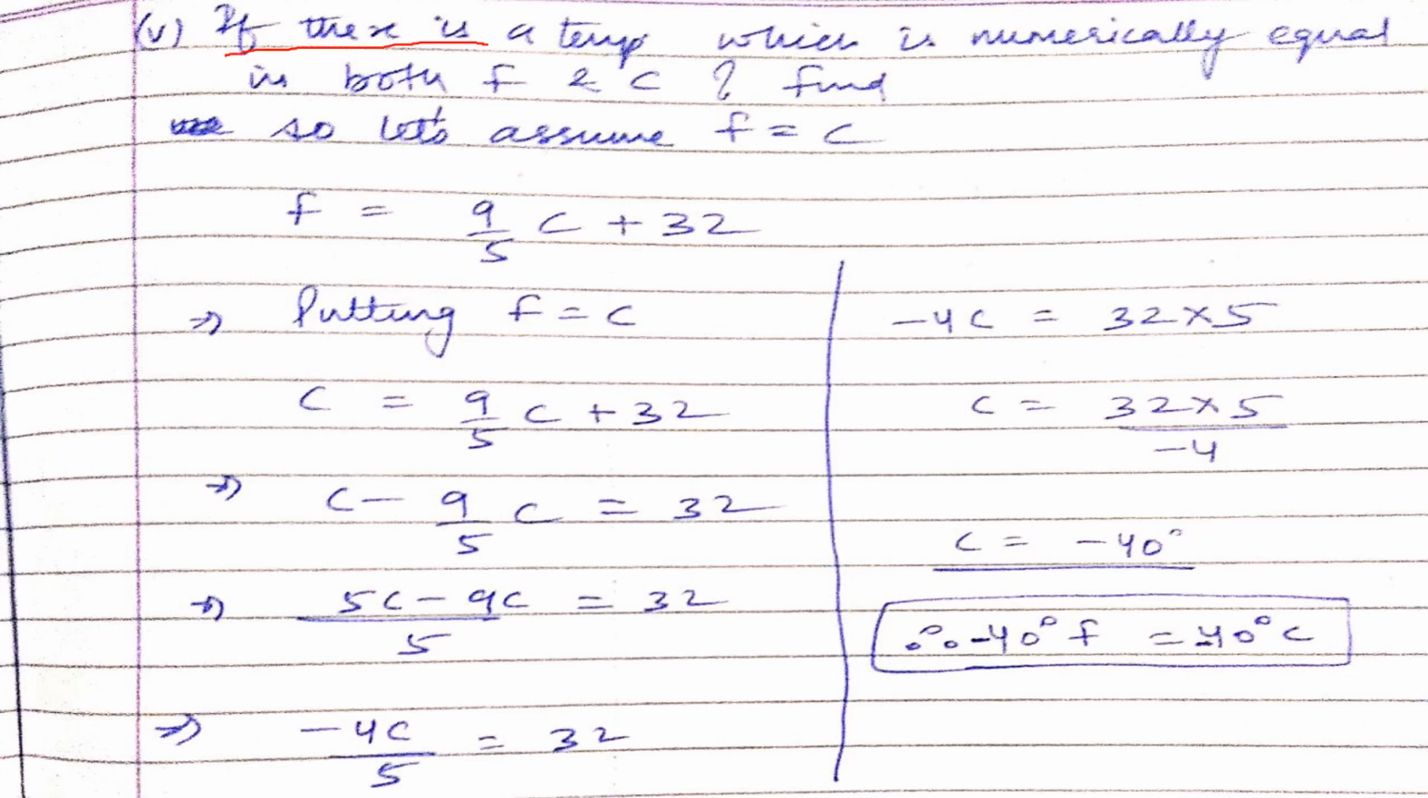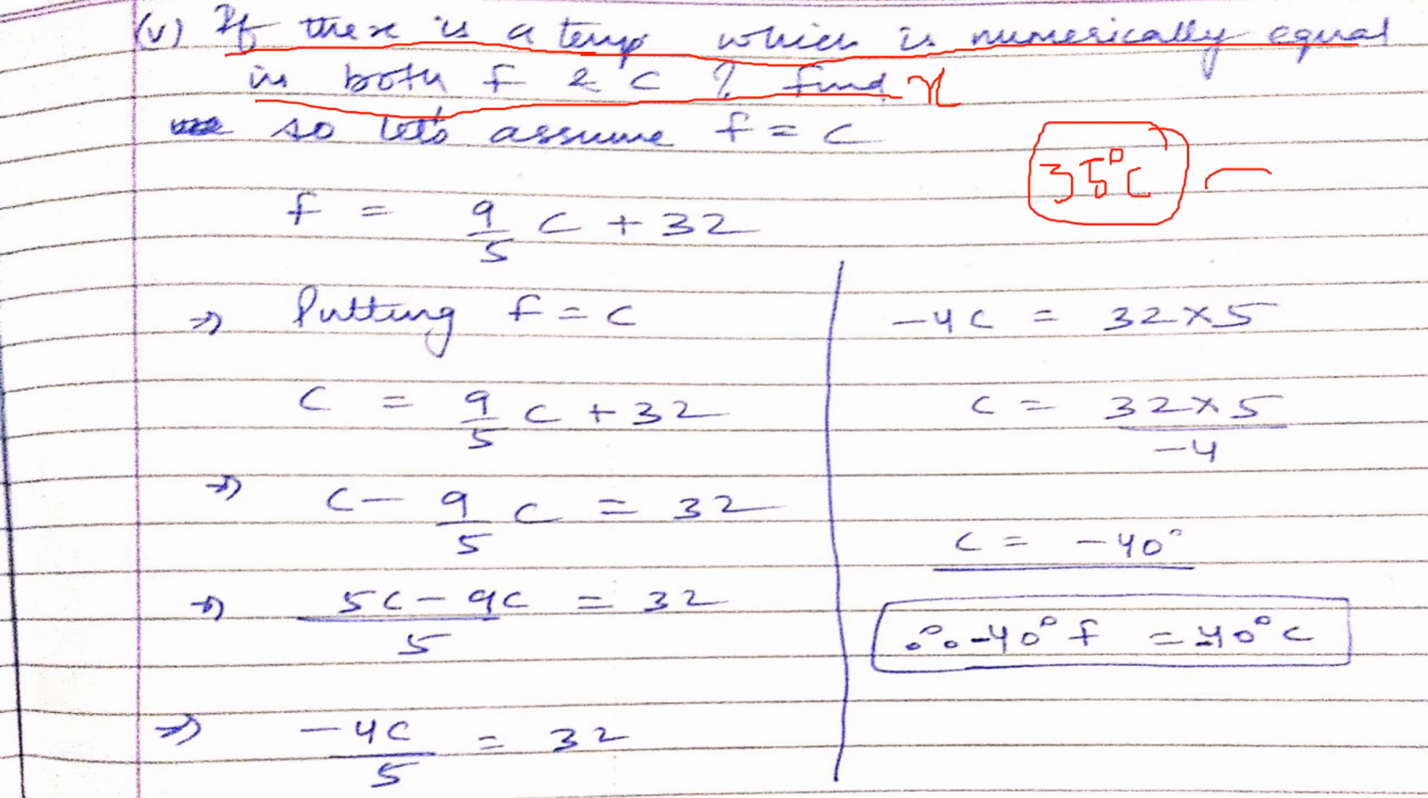If x is a temperature which is numerically equal in both F and C, find x. Okay, so what happens is we have seen that in India, if temperature is 35 degrees Celsius, suppose our body temperature is 35 degrees Celsius, and you find temperature on that thermometer, it is around 98 or 97. I'm not doing the exact value, so you can see how much difference in the numerical value. The question is saying, is it a possibility that both values are equal? That whatever value in Celsius, it is same in F also.